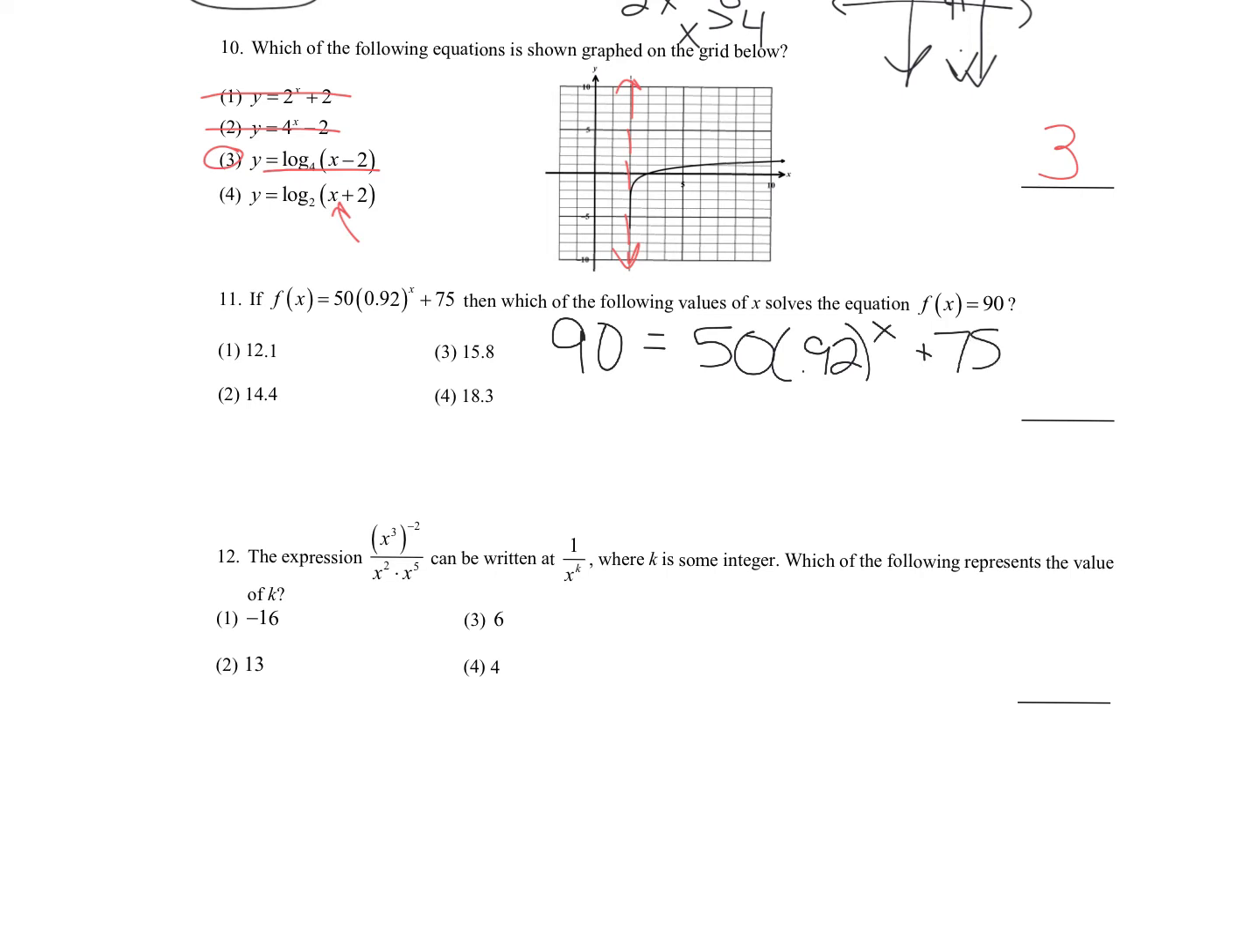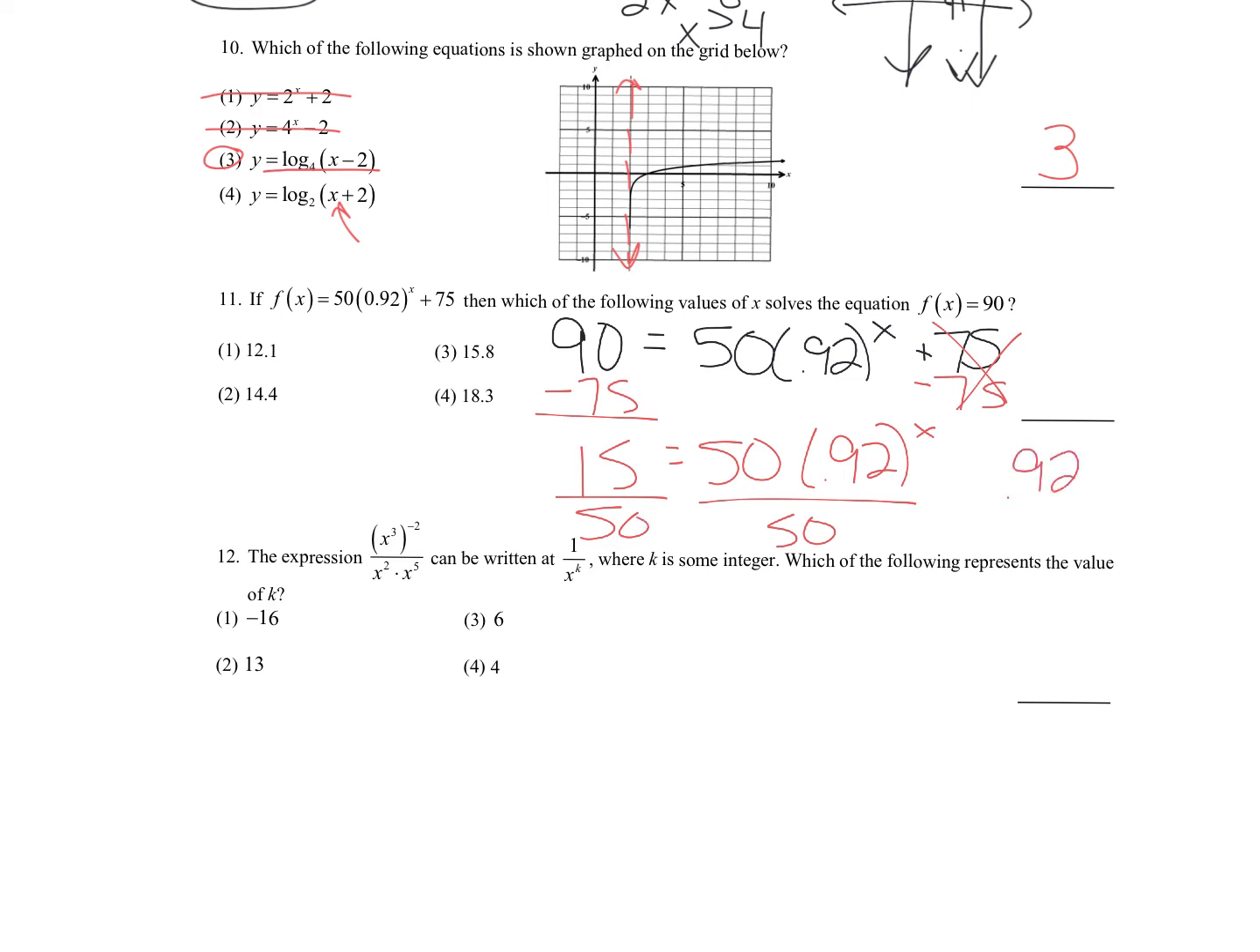So I want to isolate the exponential part. The first thing we're going to do is subtract 75. And we get 15 equals 50 times 0.92 to the x. We're going to divide by 50, and then we get 0.92 to the x equals 0.3.